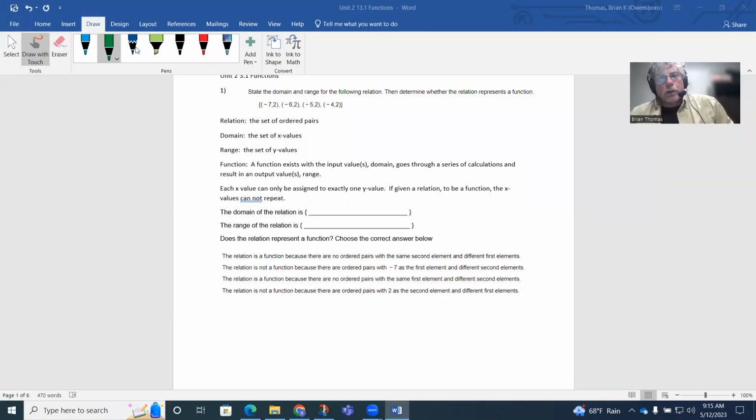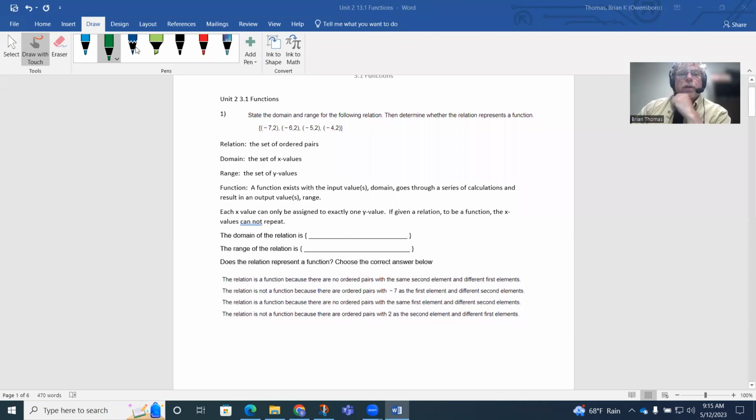So in Unit 2, we begin Chapter 3, Section 1, which is entitled Functions. The first question in our assignment is: state the domain and range of the following relation, then determine whether the relation represents a function. So there's a lot of vocabulary words here. To do this problem, we have to understand the word relation.